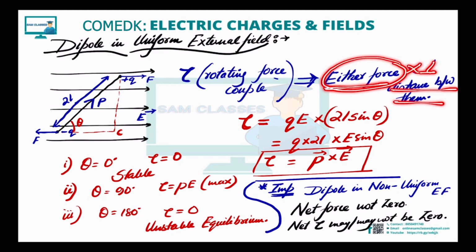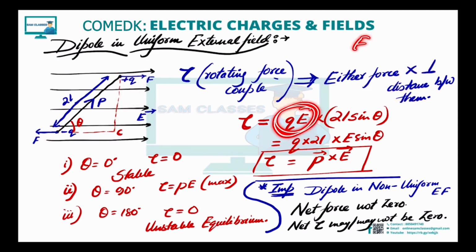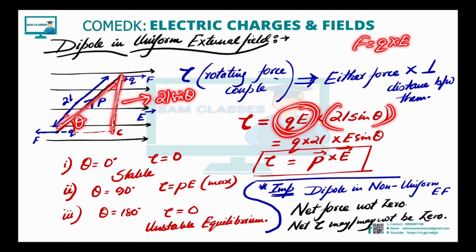Now what is the formula of torque? Torque is nothing but either force, both the forces are the same, so any of the forces you take, into the perpendicular distance between them. I've taken this force, and the perpendicular distance between them is this one. So the force formula is F equal to charge into electric field, QE, and this distance is 2l sine theta, because this was 2l, and this is theta. If I use trigonometry, it will be 2l sine theta. Correct. So torque is equal to QE into 2l sine theta.